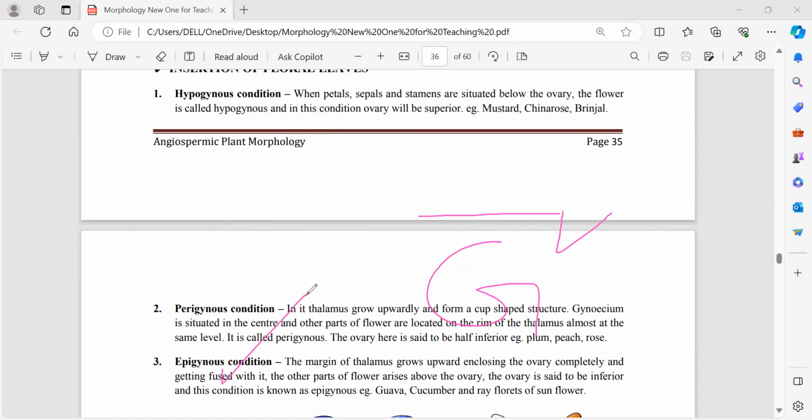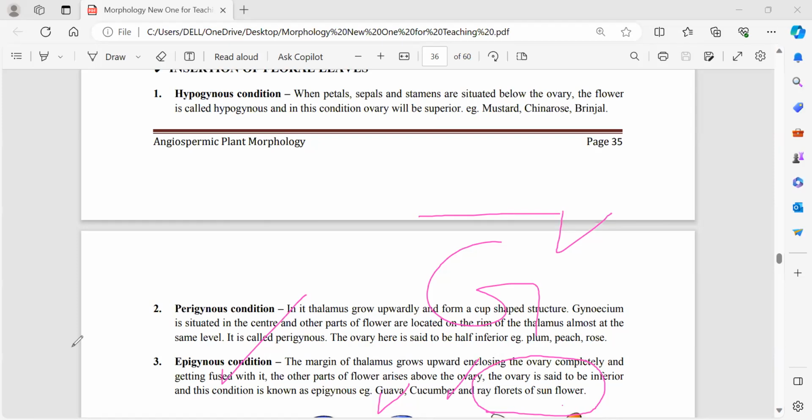This condition we call epigynous condition, and it is present in many cases, and we can see it in the field in guava, cucumber, and ray florets of sunflower. We know that sunflower is a composite inflorescence, a head or capitulum, where we have two types of florets. One is the disc floret and the other is the ray floret. In the ray florets, we have this epigynous condition.